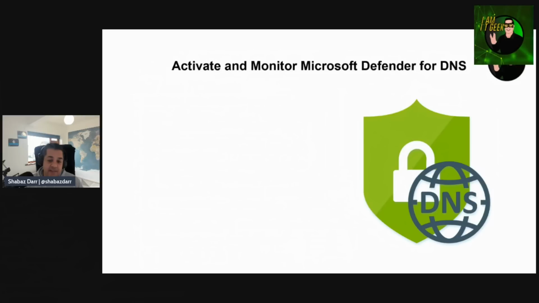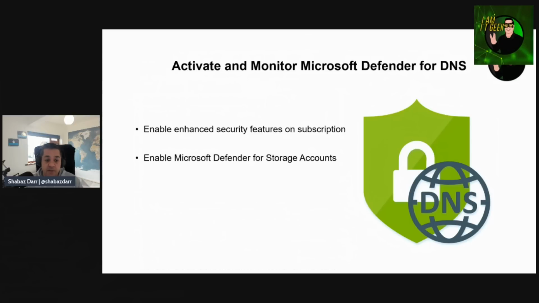When it comes to activating it, you enable the enhanced security features on the subscription level. If you go into Microsoft Defender for Cloud, you'll see Microsoft Defender for DNS there as an option as part of the plan to enable. You can also enable other aspects of Microsoft Defender for Cloud, like for storage accounts, for example, which can be either subscription level or resource level, whereas Microsoft Defender for DNS is subscription level.